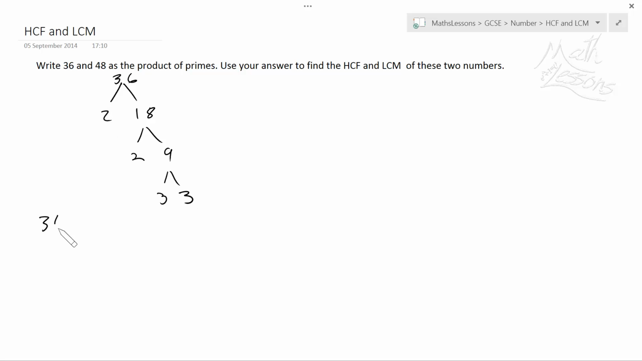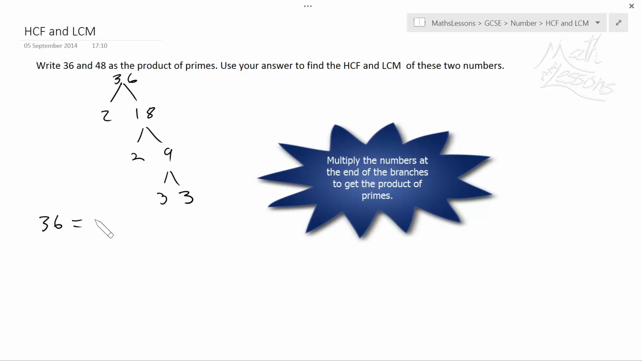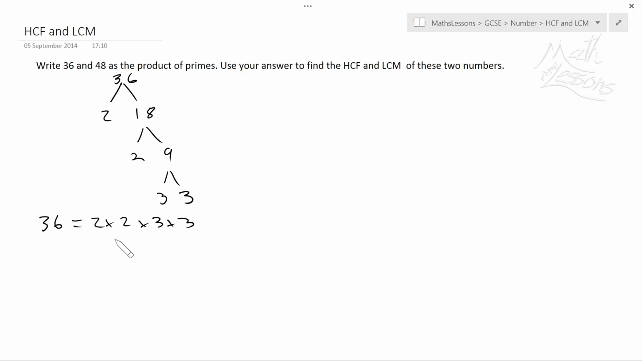So therefore 36 will just be equal to, well, 9 is 3 times 3, 18 is 2 times 9, so therefore 2 times 3 times 3, and 36 is 2 times 18, which is just 2 times 2 times 3 times 3. Or you might like to write it as 2 squared times 3 squared.